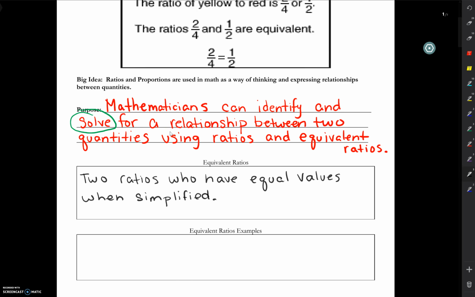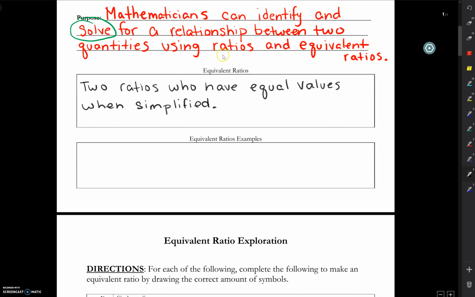Now, what is an equivalent ratio? Remember, first of all, a ratio is a comparison between two quantities, boys to girls, teachers to students, whatever it may be, chocolate chip cookies to banana muffins, and I'm just making up things right now. So equivalent ratios compare two things. That's a ratio. Equivalent ratios are two ratios who have equal values when simplified. So when they're simplified, they have an equal value.